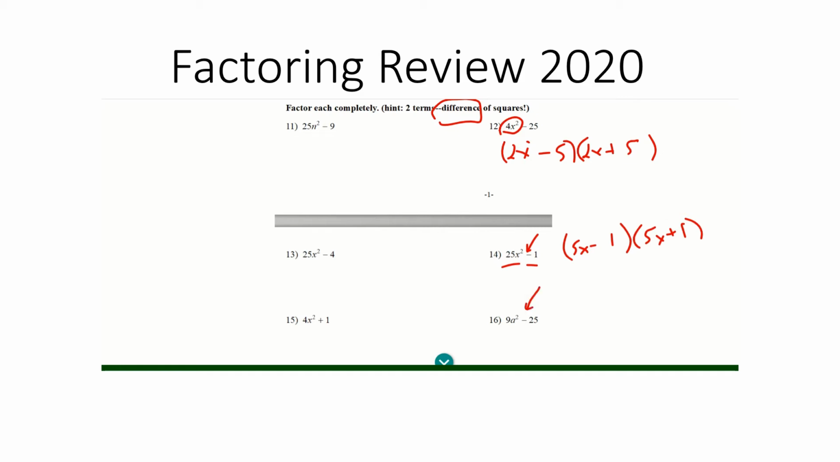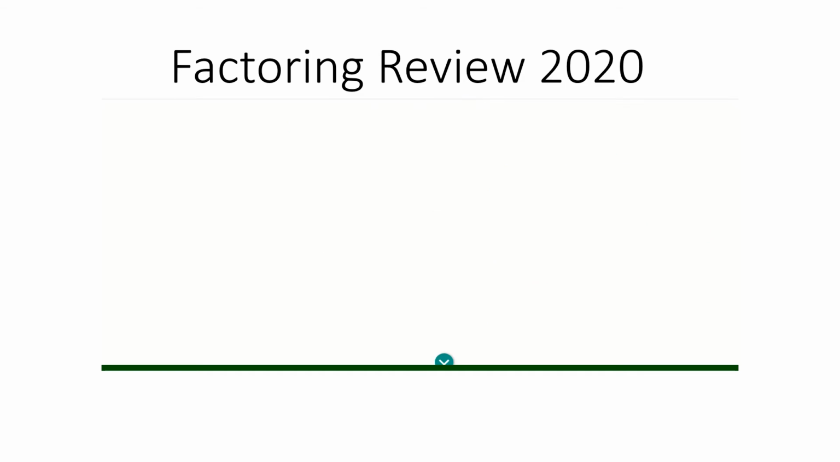Same thing here. I have a difference. They're both perfect squares. So I have 3a and 3a, 5 and 5. Just to be different, I did plus first there. It doesn't matter, as long as these signs are opposite. So those are all pretty straightforward rule-oriented ones.